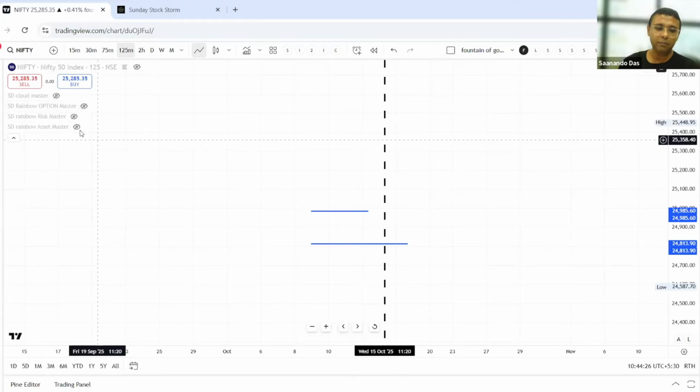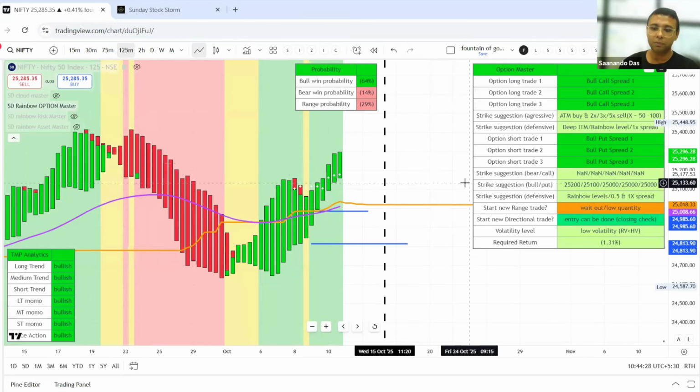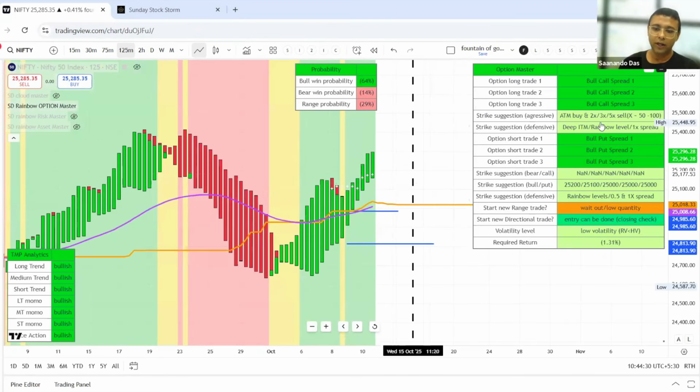So on the 125-minute chart, I am applying the option master, where it is clear the signals are for bullish trades: bull call spread and bull put spread. If we get a correction on Monday and Tuesday, some of these signals may go away.